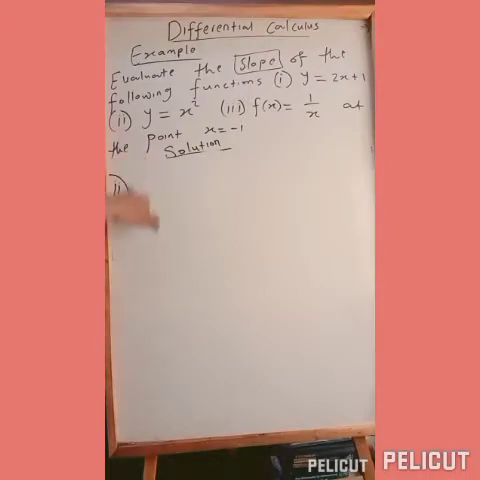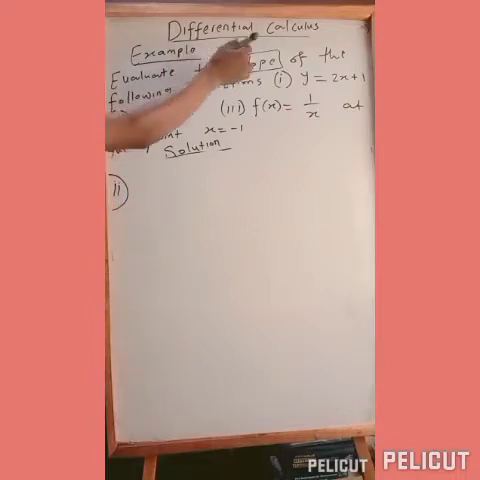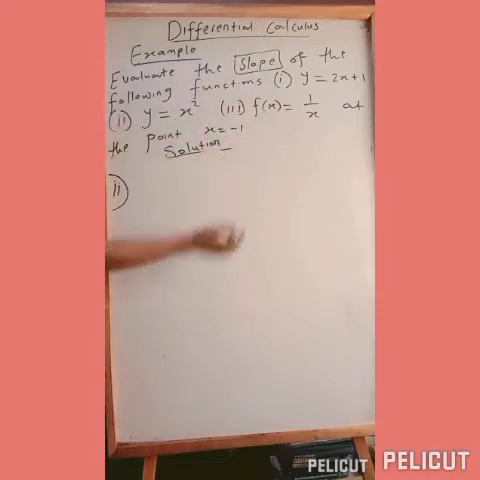Okay guys, here is our first example. The question says evaluate the slope of the following functions: y equals 2x plus 1, y equals x squared, at the point x equals minus 1. So evaluating the slope simply means you should differentiate, if you need a proof of that, see the previous explanation. So this means you should differentiate.